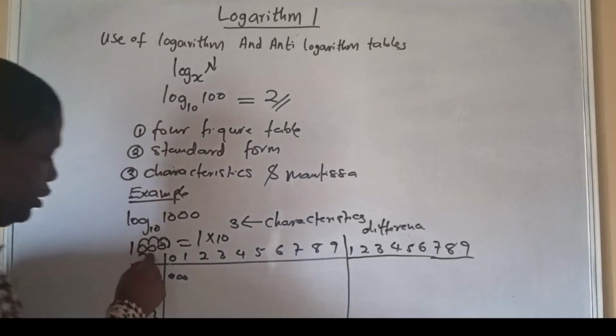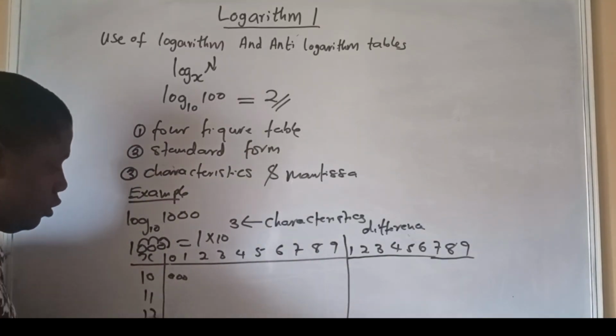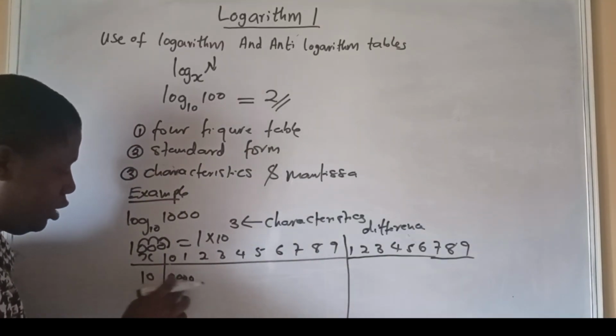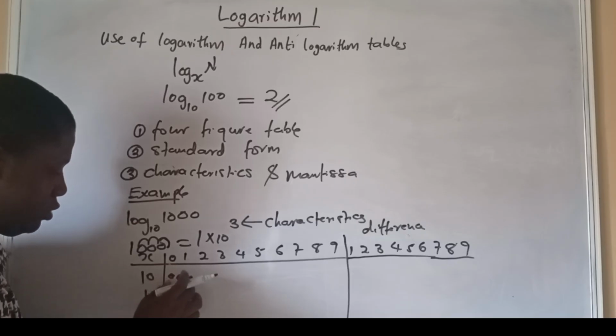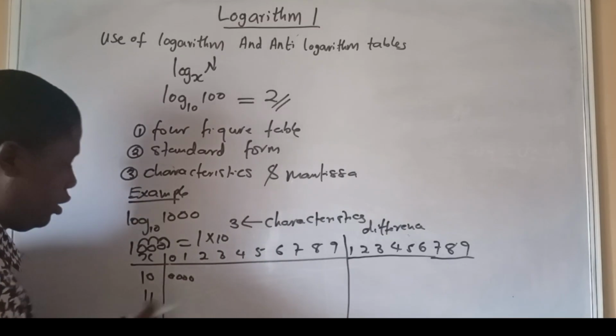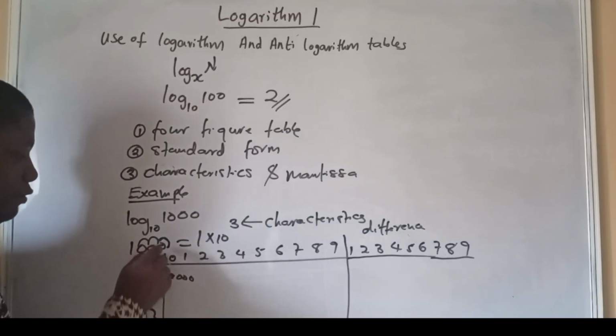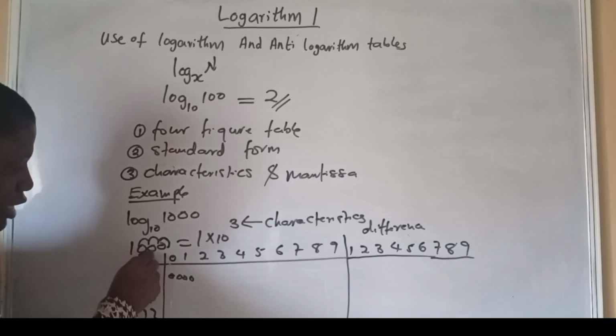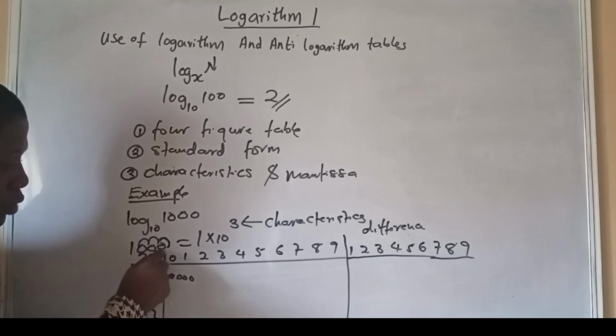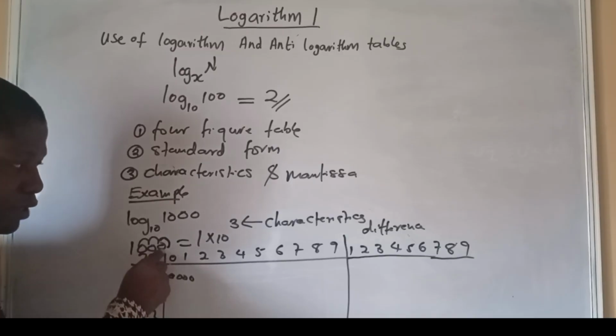Which is 0, right? So look for 10 under 0. It is usually in four decimal places, in four digits, and you will see it here. So look for 10 under 0, and then the difference. Under the next digit, which is 0, the next digit is 0. So 10 under 0, difference, what?